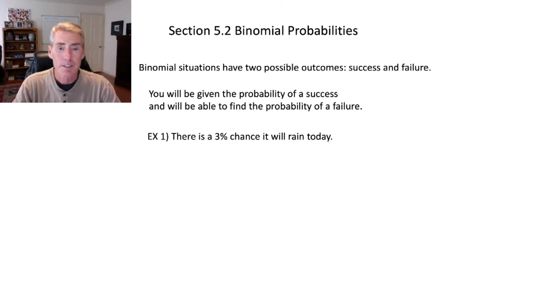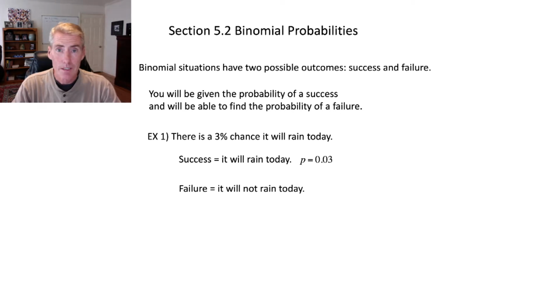Oh, sorry, I meant to say 3%. There's a 3% chance that it's going to rain today. So in this situation, since that's what we were given, that's going to be the success. And change the 3% to a decimal 0.03, and we call that lowercase p. Then failure would be the opposite. In this case, it's not going to rain today. And if there's a 3% chance for rain, that means a 97% chance that it's not going to rain. And that's called lowercase q, 0.97 in place of the 97%.